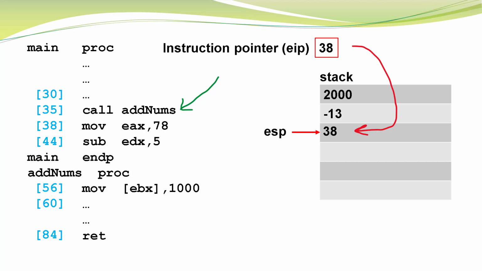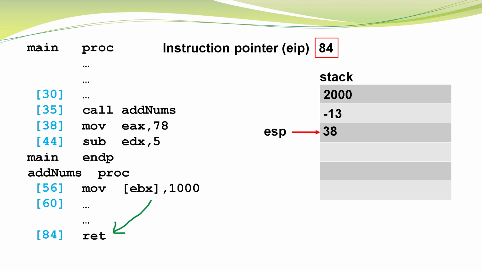All right, now the next thing that happens is we're going to be jumping down to that 56, the address of the first instruction in the addNums procedure. So that means the instruction pointer changes to 56. And we go there. Notice the instruction pointer now looks at 60 as the next instruction to happen. Eventually, it's going to get to this 84, which is the return. Now, what's going to be the next instruction? When the assembler sees that return, it knows its next instruction will be at the address at the top of the stack. In other words, that 38.